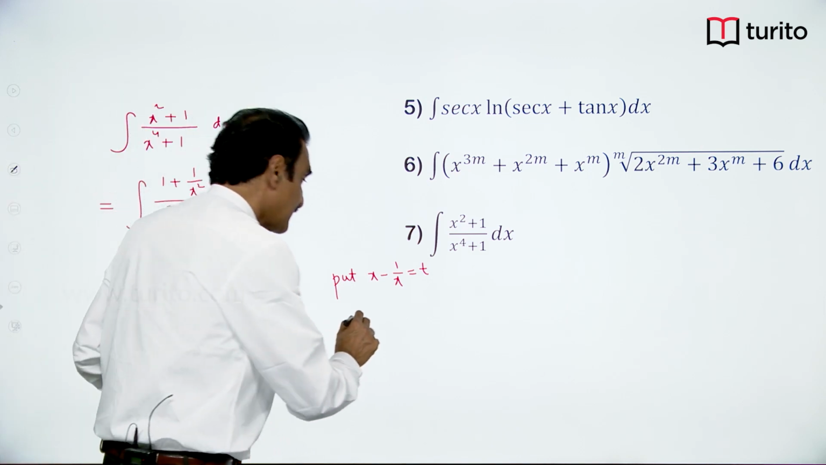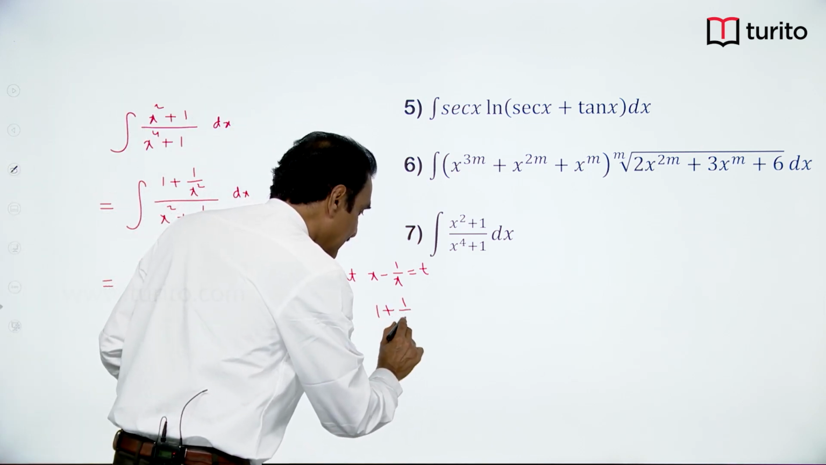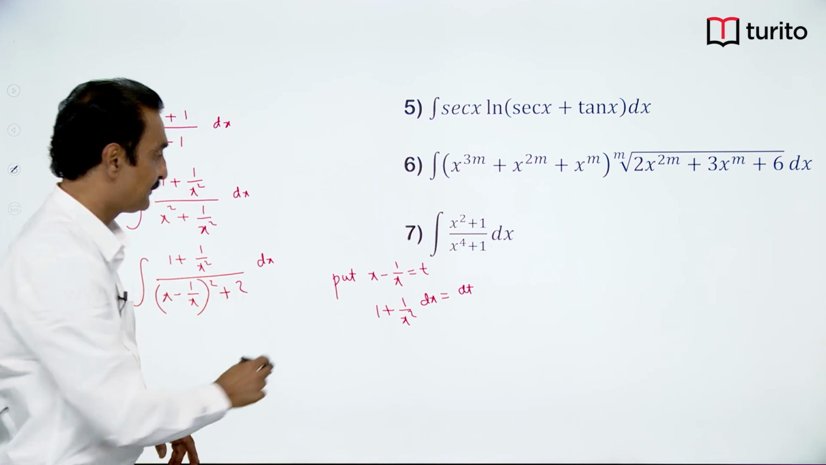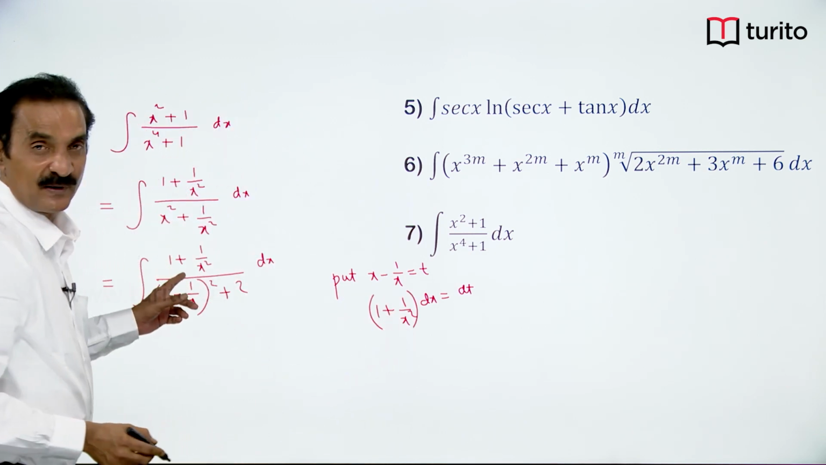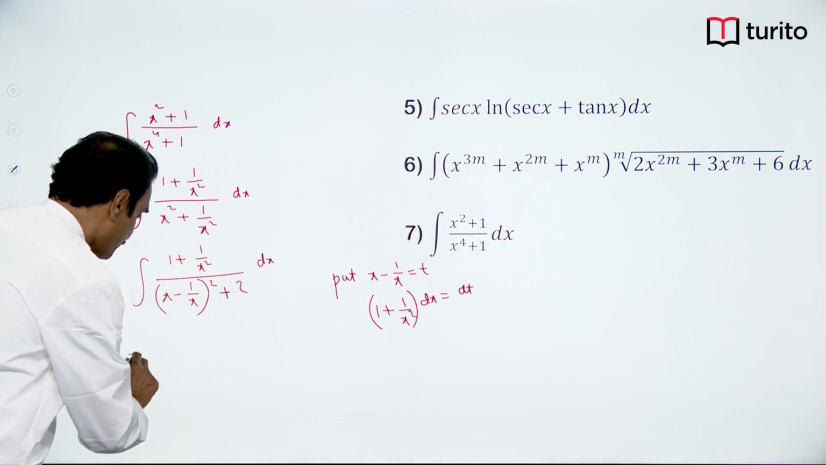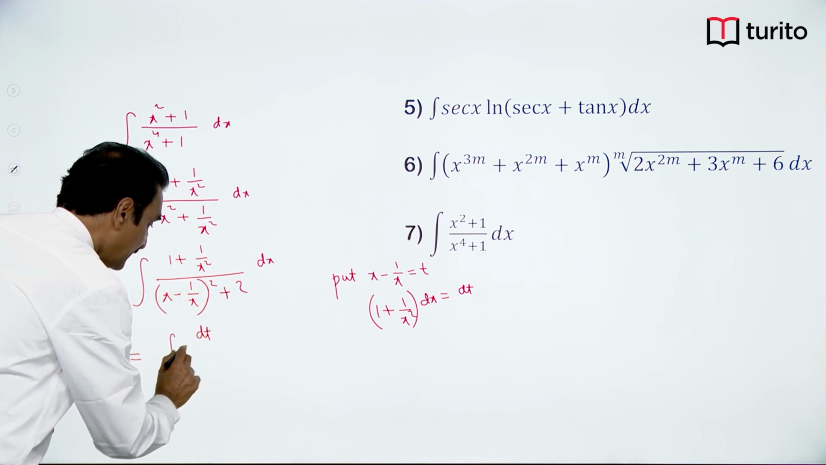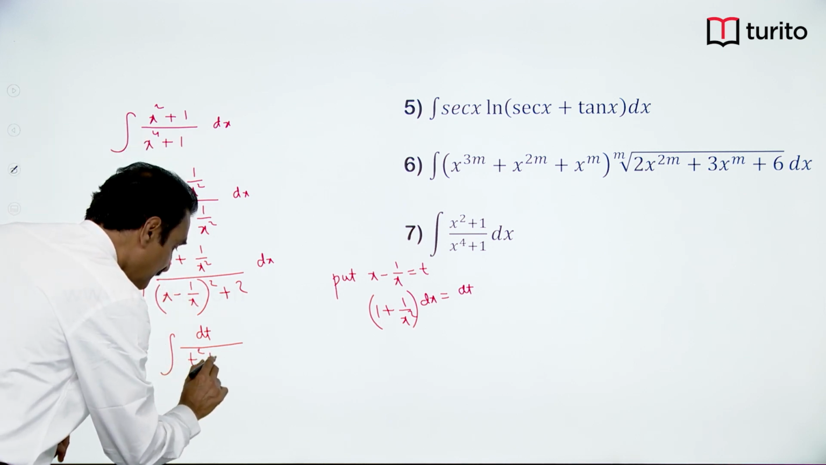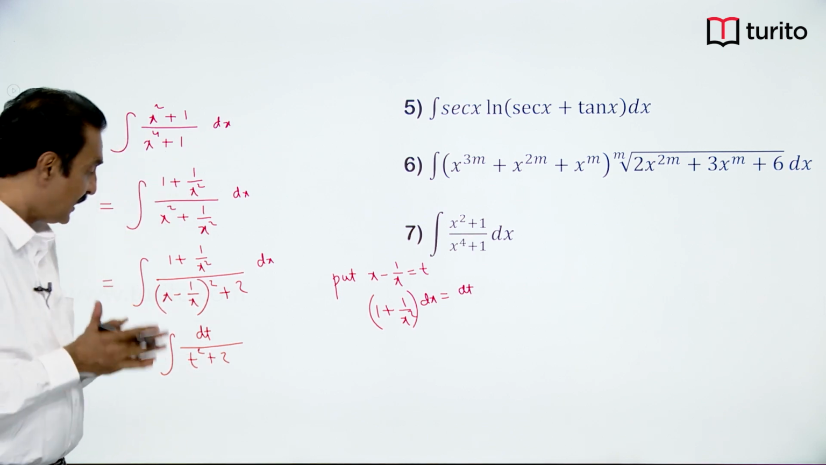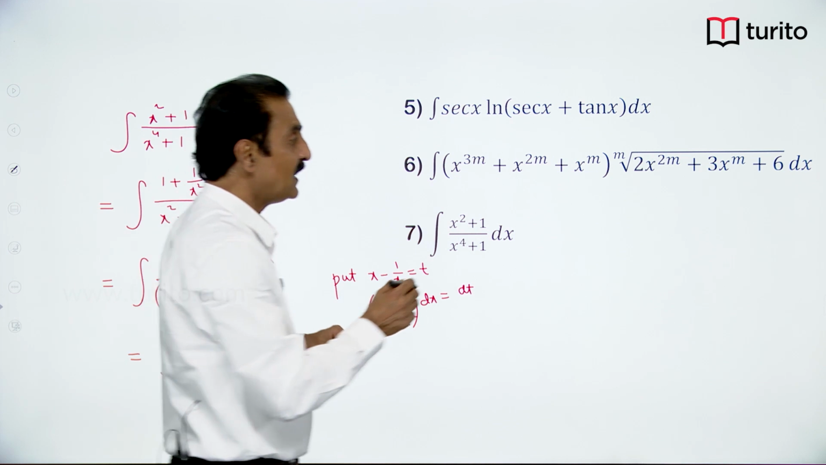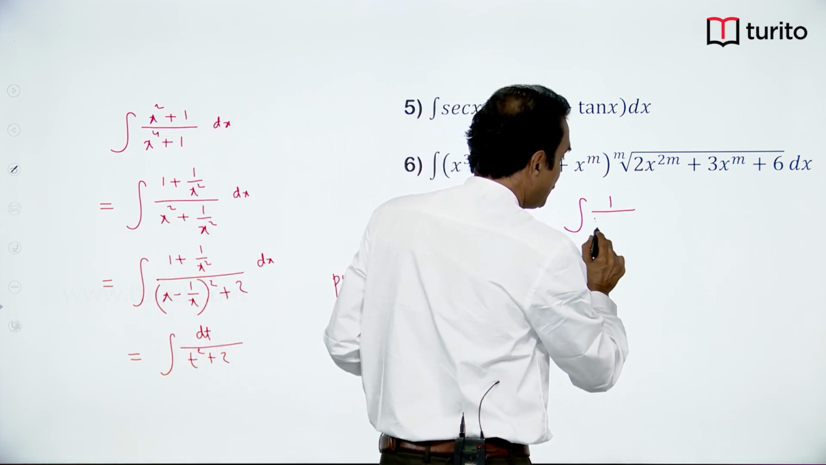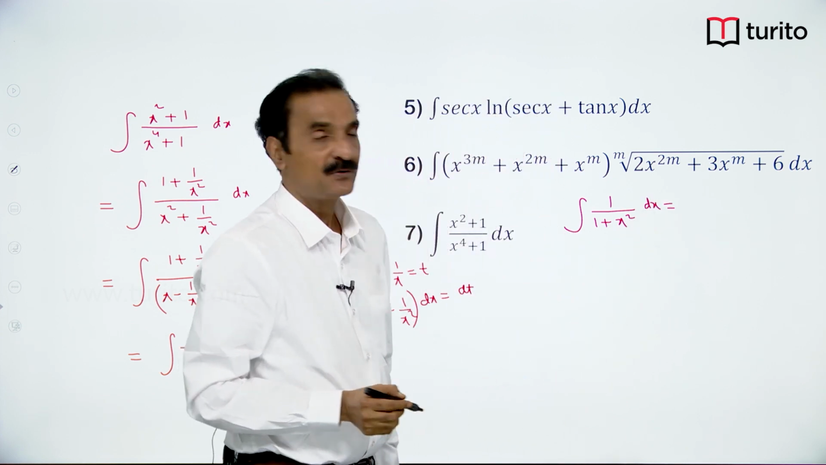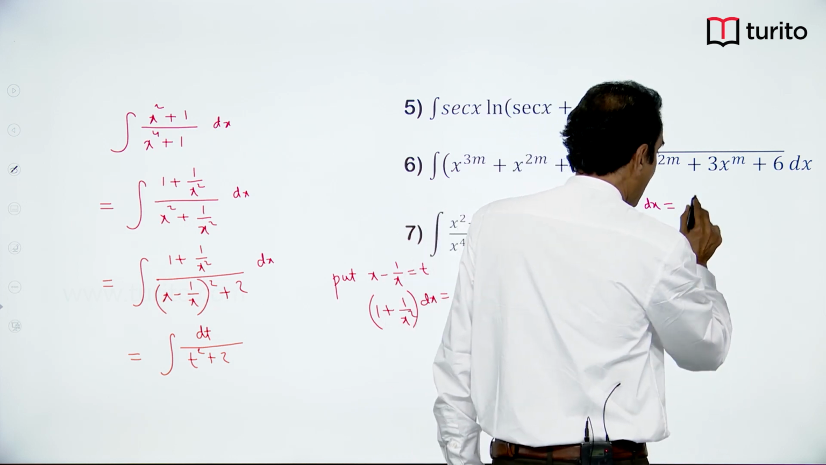Its derivative is 1 plus 1 by x square, so dx is equal to dt. Then it becomes integral dt upon t square plus 2. Now, we have a formula: integral 1 by 1 plus x square dx is equal to tan inverse x plus c.